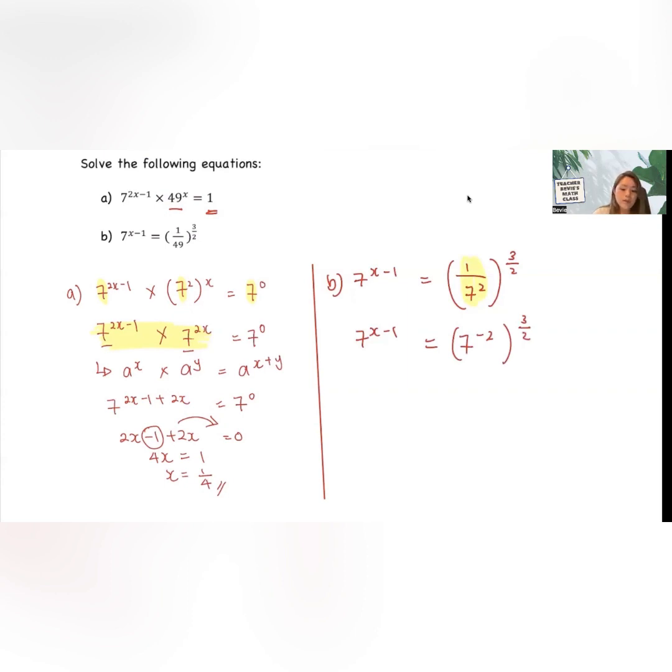From here, I'm using the same law as the previous one: a to the power of m times n gives me a to the power of mn. I just multiply the powers together. So minus 2 times 3 over 2 gives me minus 3. Again, I'm back to where my base is the same, so I can compare my powers. x minus 1 equals minus 3. x equals minus 3 plus 1, which gives me minus 2. So x equals minus 2.